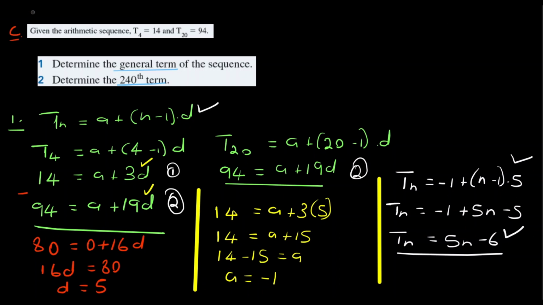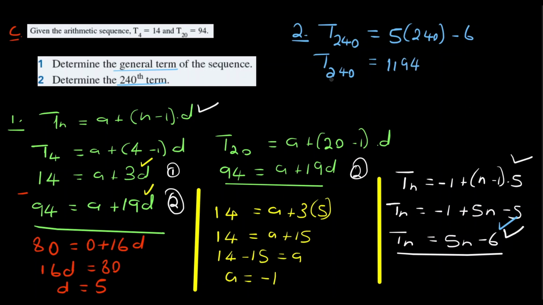The second part is asking us to calculate what the 240th term is, meaning that we just need to calculate what T240 is. That's simple, we just substitute into our general term. Where there's n, we substitute 240. Therefore term 240 will be equal to 5 times 240 minus 6, which will give us 1194.